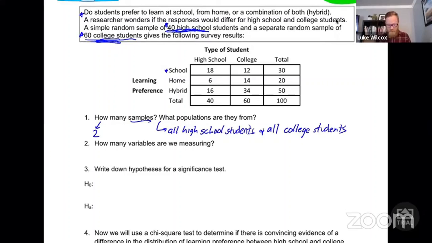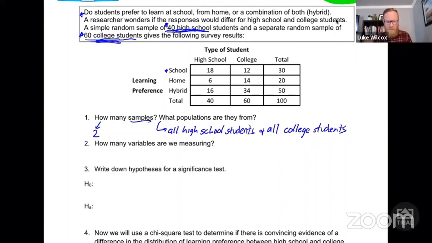So I do want to just note here that we have 2 different samples from 2 different populations. Whereas yesterday in the chi-squared goodness of fit, we only had 1 sample of Reese's Pieces from the population of Reese's Pieces. So that is one difference between the test from yesterday and the test for today.